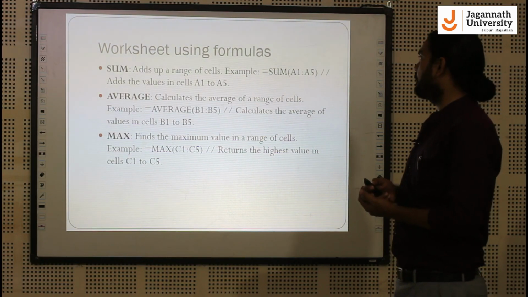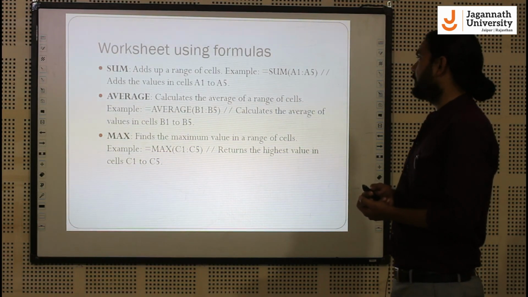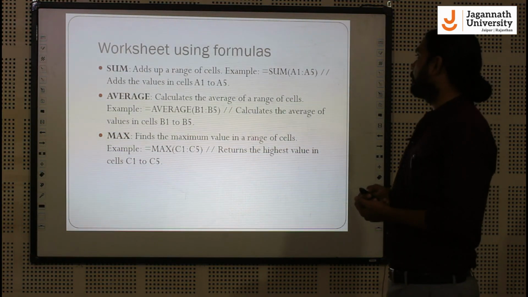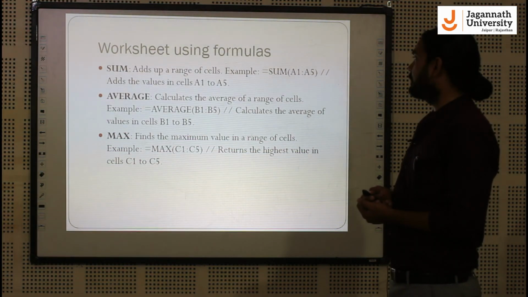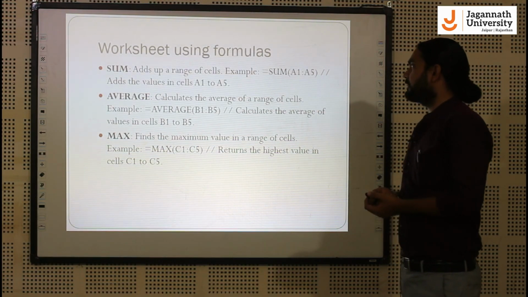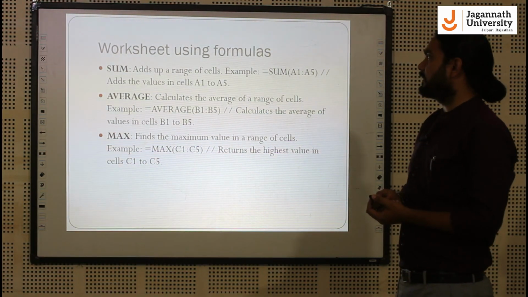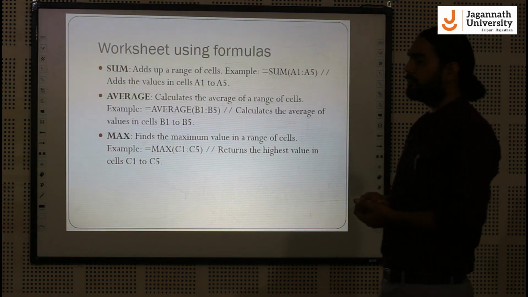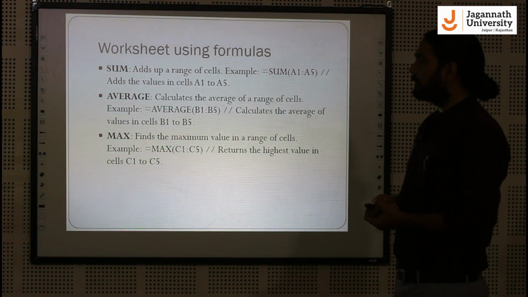example, equal to SUM A1 colon A5. It means if we want to add the cells of the Excel from A1 cell to A5 cell, we can use the formula equal to SUM A1 to A5. Add the values in the cells, that is A1 to A5. This formula will add the values from cell A1 to A5.